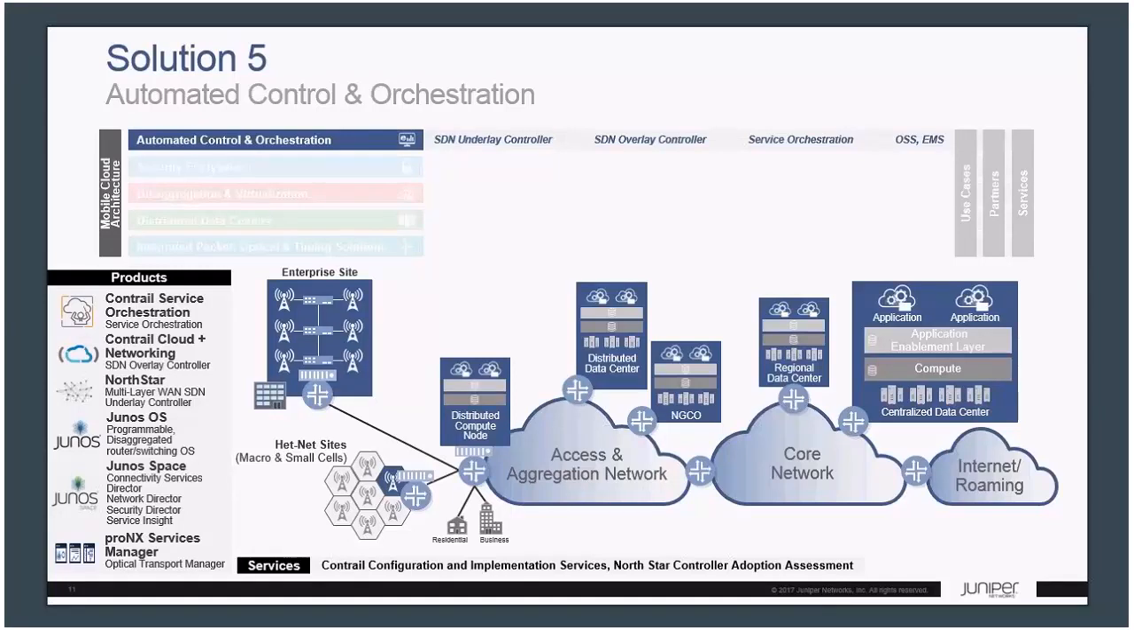Lower left, you can see the products that support the solution area include Contrail Service Orchestration, Contrail Cloud Platform, Northstar, which is our multi-layer WAN SDN underlay controller, Junos OS, and Junos Space, which includes Connectivity Services Director, Network Director, Security Director, and Service Insight, and also our optical transport manager, which we call ProNX Service Manager.